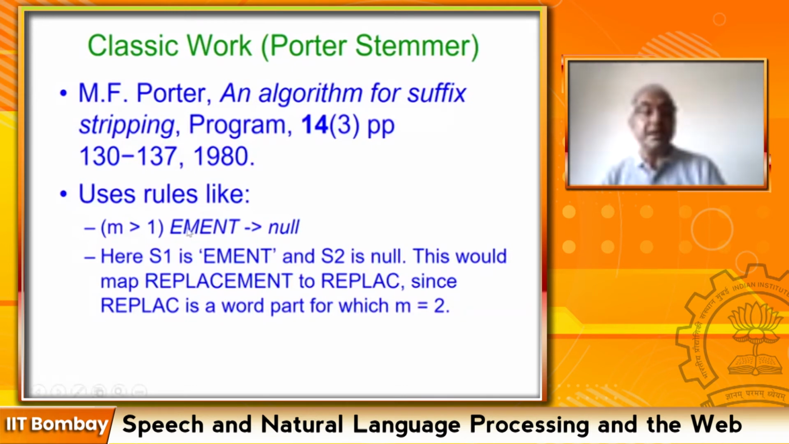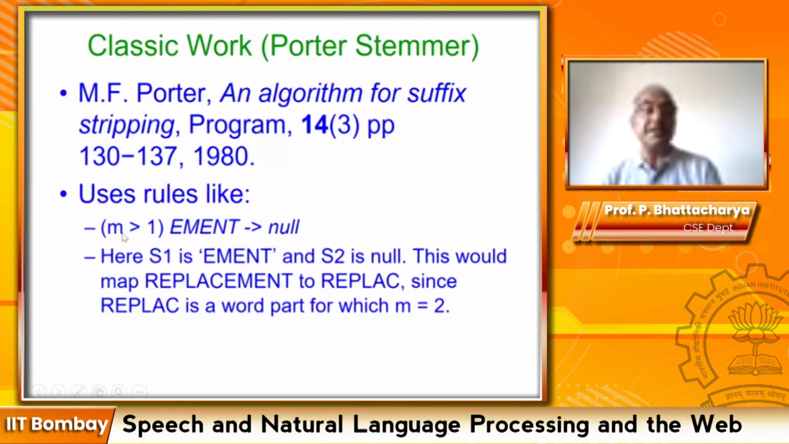Now Porter very cleverly discerns that what remains after EMENT must have a weightage, a minimum length. For example, you cannot break cement. If you remove EMENT from cement, what will remain is C. C is not a valid morpheme or word of the English language. It's a character. So the first syllable must have a weight. M is an indicator of that particular measure. So M should be greater than 1.